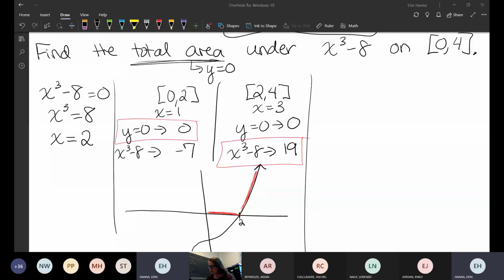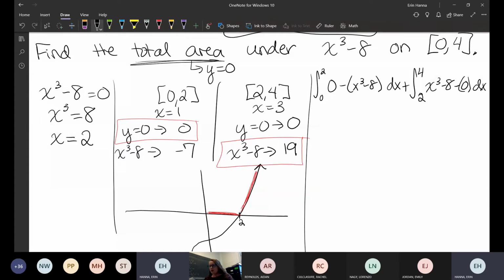So now that we know which function's on top of the other, we're ready to set up our integrals. We're going from 0 to 2 in one of them, and from 2 to 4 in the second one. It's always top minus bottom. So in 0 to 2, 0 is on top. So we have 0 minus (x cubed minus 8), and then (x cubed minus 8) minus 0. I can do the antiderivative if anyone wants, but otherwise I'm just going to write out the answer.